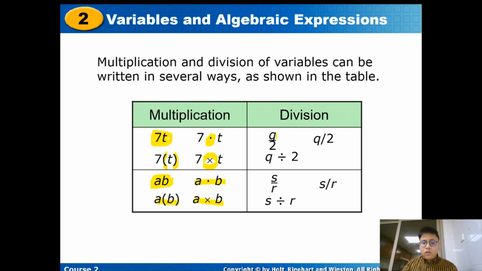For division, it could be written as q over 2, or written like this, or with the use of your operation sign. Same with these examples.